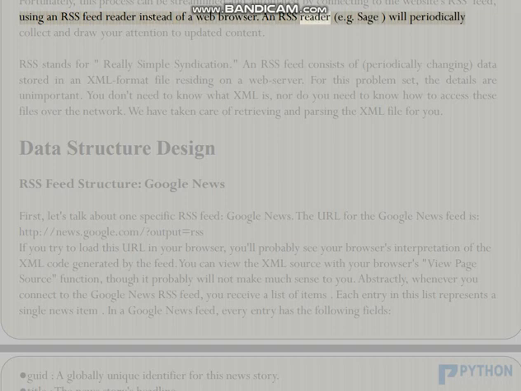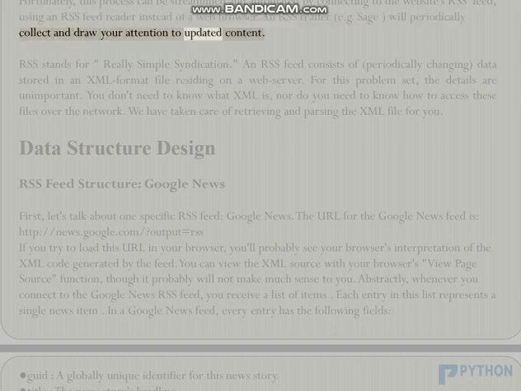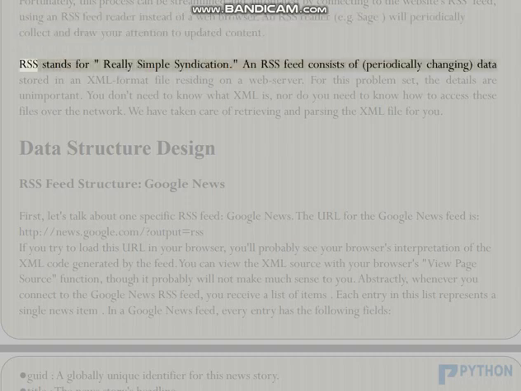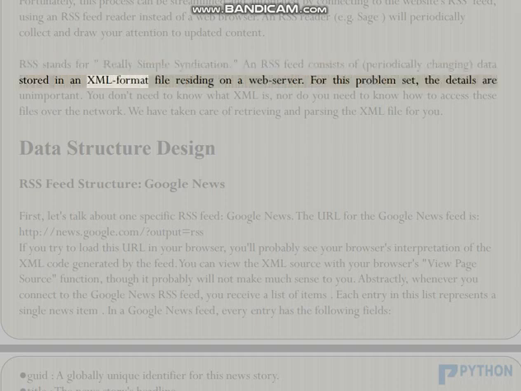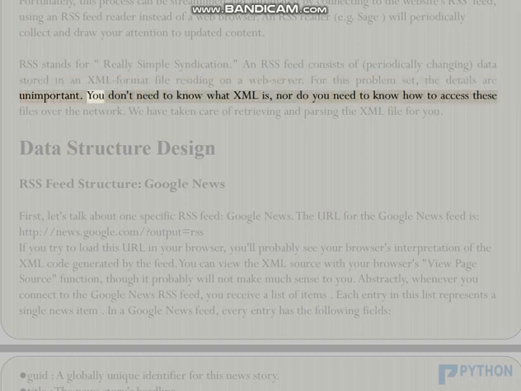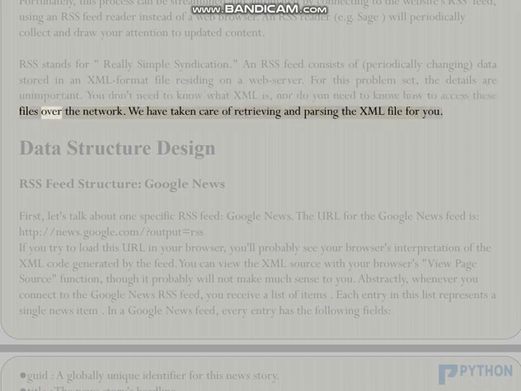An RSS reader, e.g. Sage, will periodically collect and draw your attention to updated content. RSS stands for Really Simple Syndication. An RSS feed consists of periodically changing data stored in an XML format file residing on a web server. For this problem set, the details are unimportant. You don't need to know what XML is, nor do you need to know how to access these files over the network. I've taken care of retrieving and parsing the XML file for you.